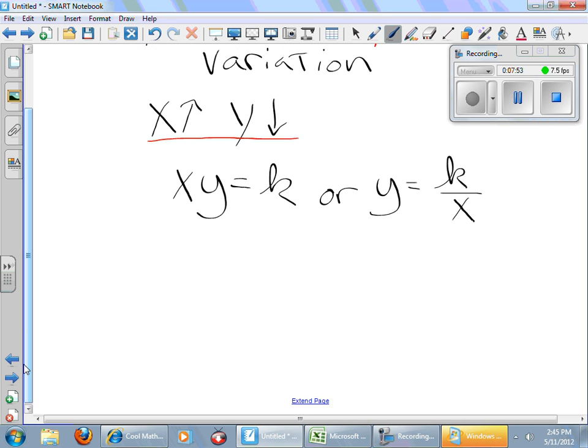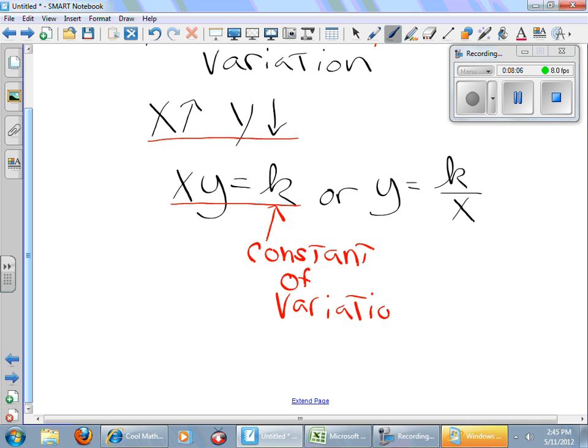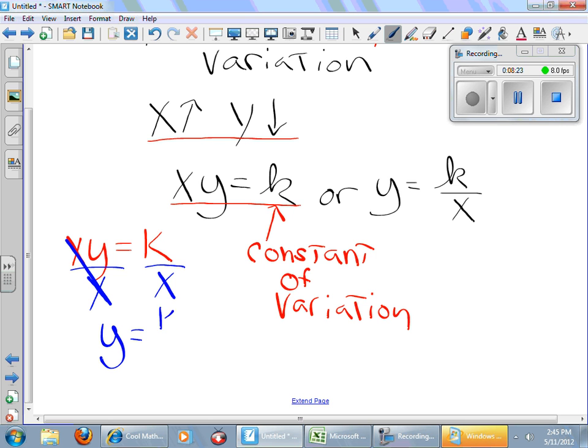Now, you see this equation? You've got two choices. You can use xy equals k, which, remember, k is the constant of variation, or you can use y equals k over x. And all I did was take xy equals k, decide to solve for y, and just said, hey, x and y are attached by multiplication. I'll undo that by division, divide both sides by x, and I get y equals k divided by x. They're the same equation. One is just manipulated to look different.